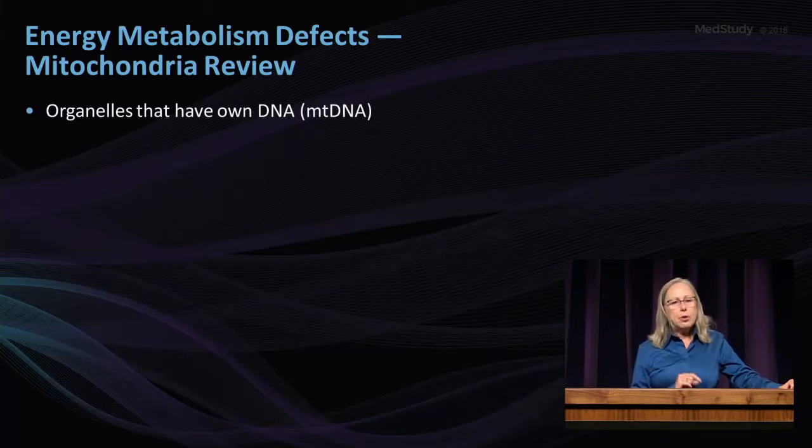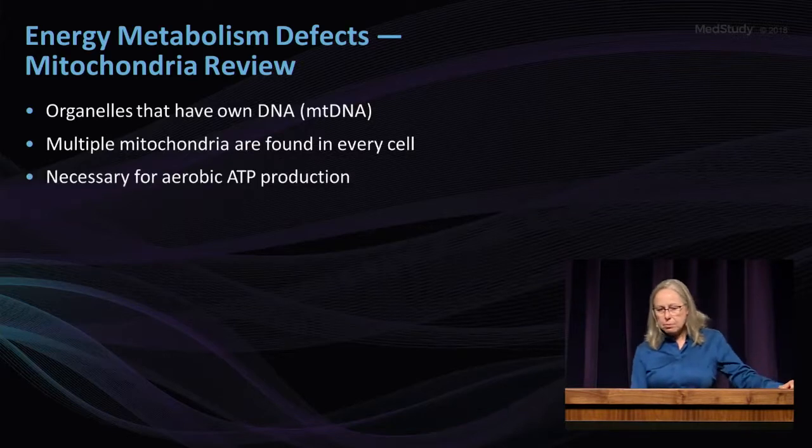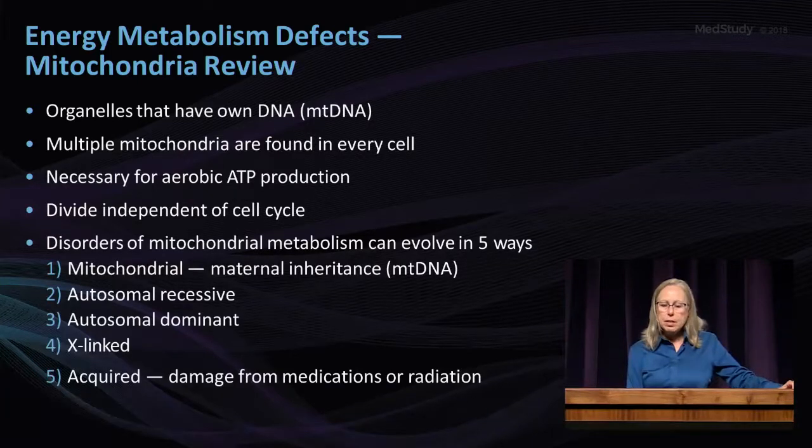They are organelles that have their own DNA. So we have ours, which is the nDNA or nuclear DNA, and this is the mitochondrial DNA. There are multiple mitochondria in every cell, and they are necessary for aerobic ATP production, and they divide independently of the cell cycle. So they're doing their own thing inside each cell.